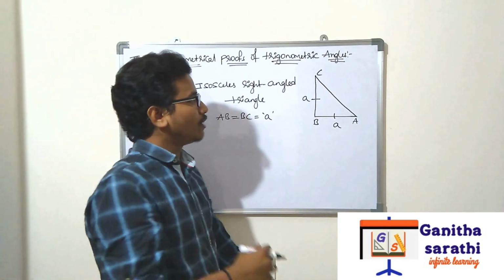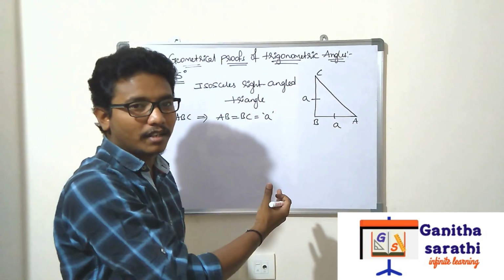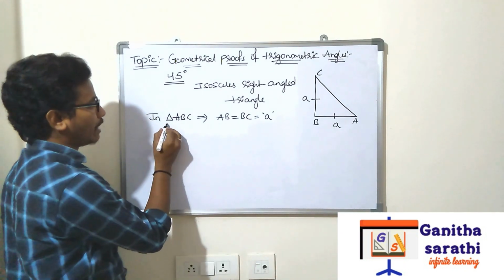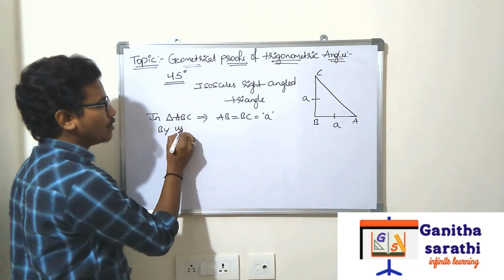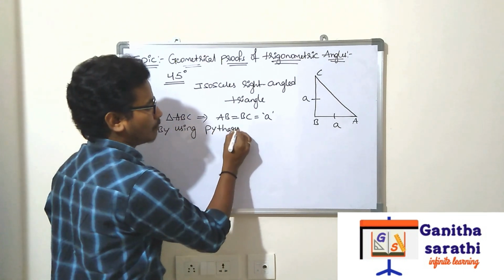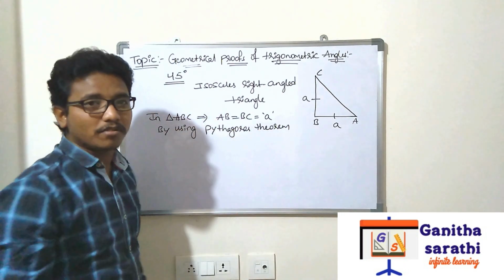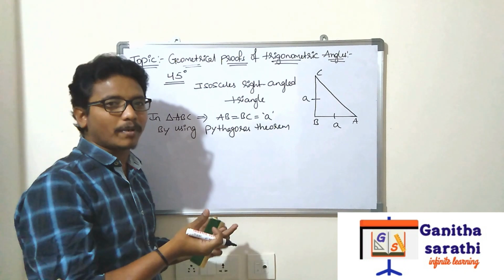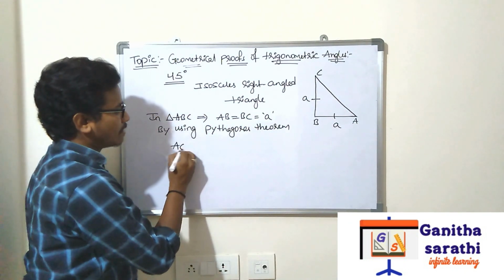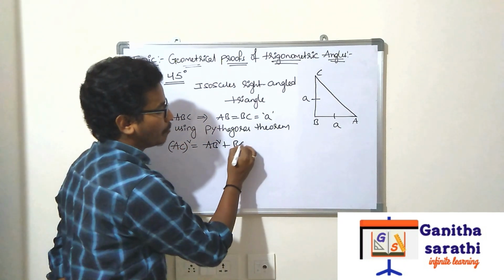Now what we want is the value of the hypotenuse. How will we find the value of the hypotenuse? Previously I have discussed. What is that? By using the Pythagoras theorem. In triangle ABC, by using the Pythagoras theorem. What is the Pythagoras theorem? Hypotenuse square is equal to side square plus side square. What is the hypotenuse here? AC, right? AC square is equal to AB square plus BC square.